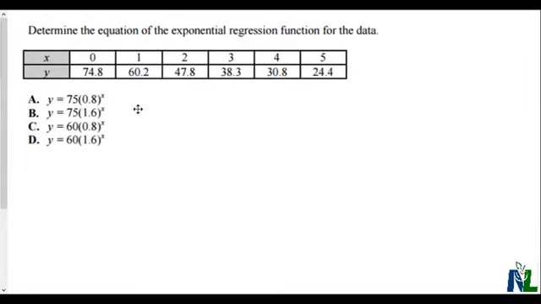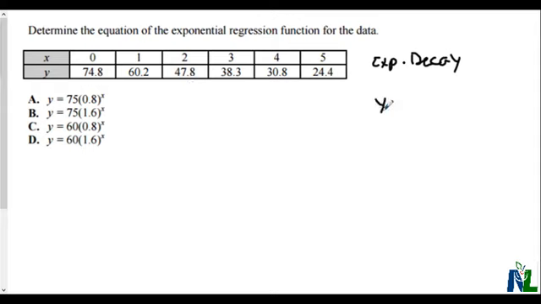In this example, we'd like to match the correct exponential regression function given a table of data. So let's look at our data for a moment. We see x is increasing from 1 to 5, and we see y is starting at 74.8 and ending at 24.4. So the first piece of information that's important to get from this table is the fact that we've got what we call exponential decay happening here. And we know that because my values are starting high and ending low.